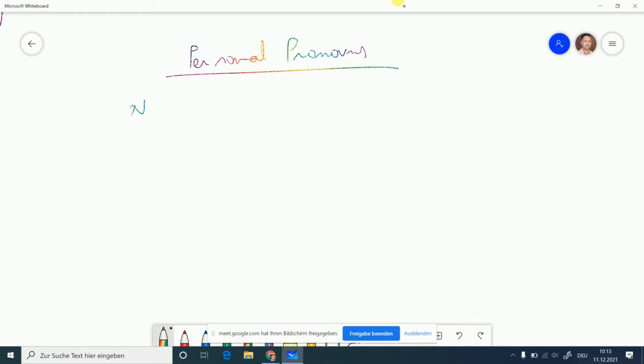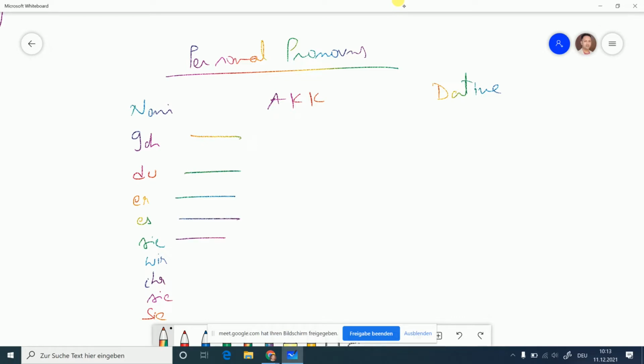So here, nominative, accusative and dative. So you probably remember I told you ich, du, then er, sie, es, sie is just the same. Wir, ihr, sie, and then Sie, that is capital S, right? So I'll just make this table again.